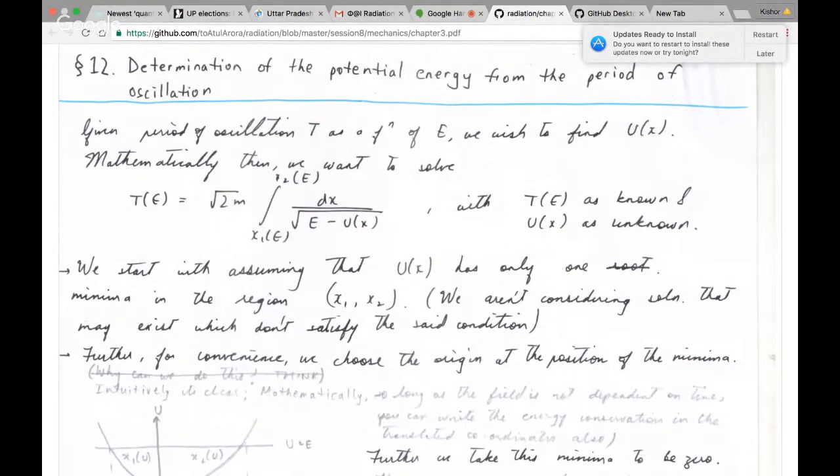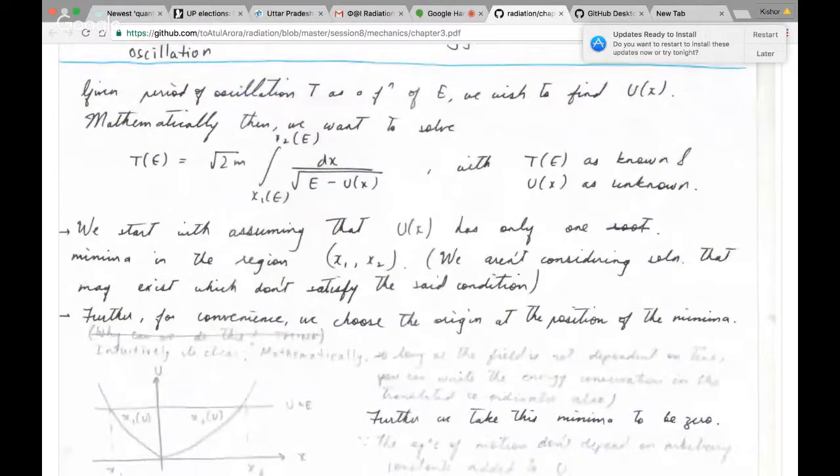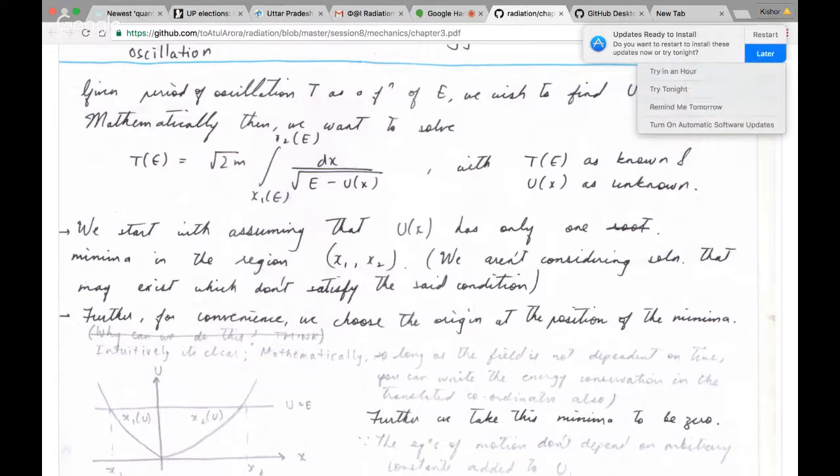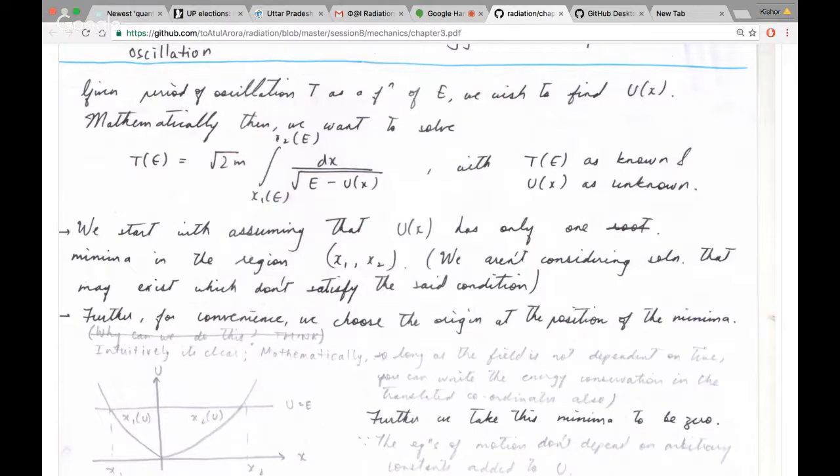where T is known and U of x is unknown. We start by assuming that U of x has only one root, which means a single minimum in the region x1, x2. We aren't considering solutions that may exist which don't satisfy this condition. Start with only one root. It's possible that you have more than one root, multiple minima, and you still have oscillation between x1 and x2. We are not taking that case.